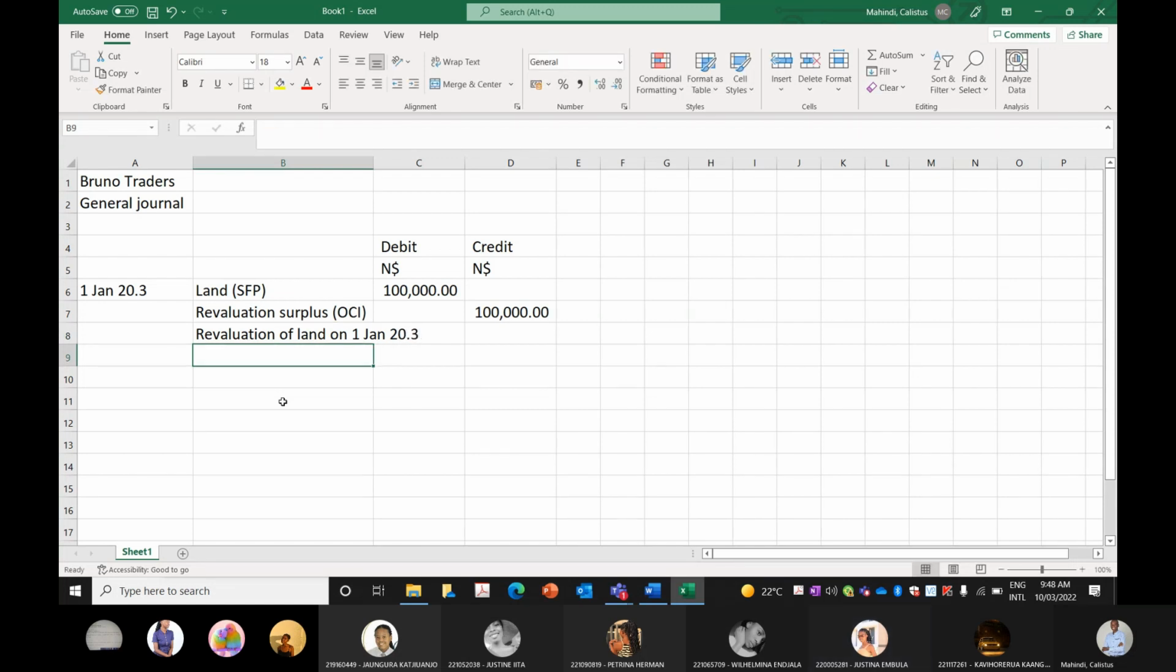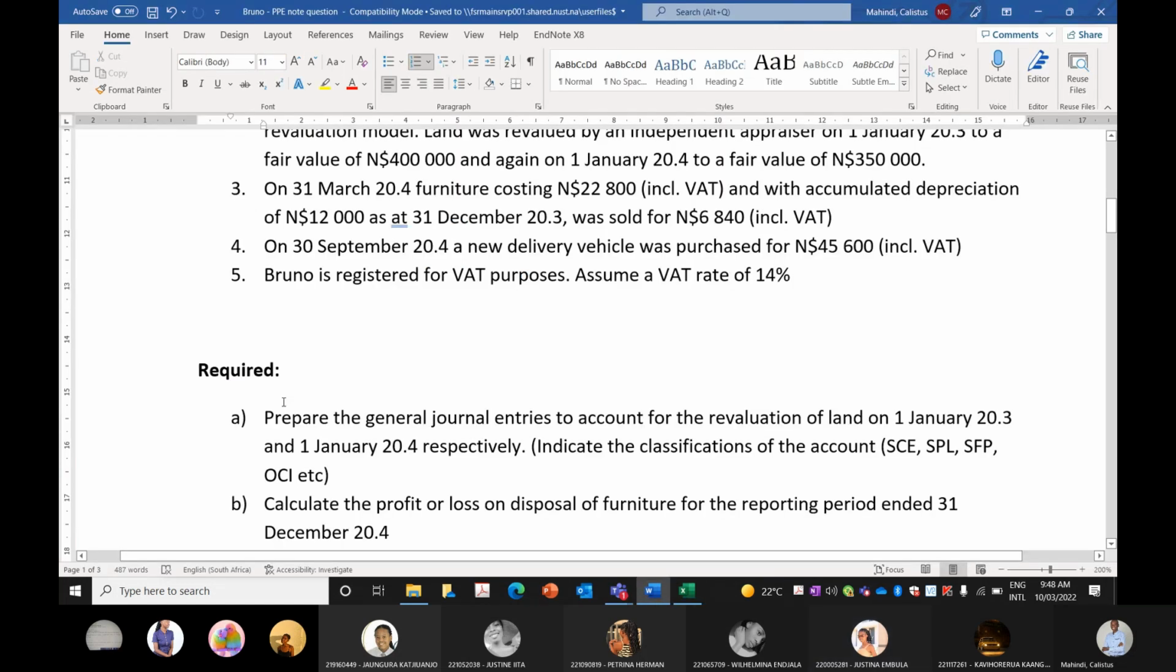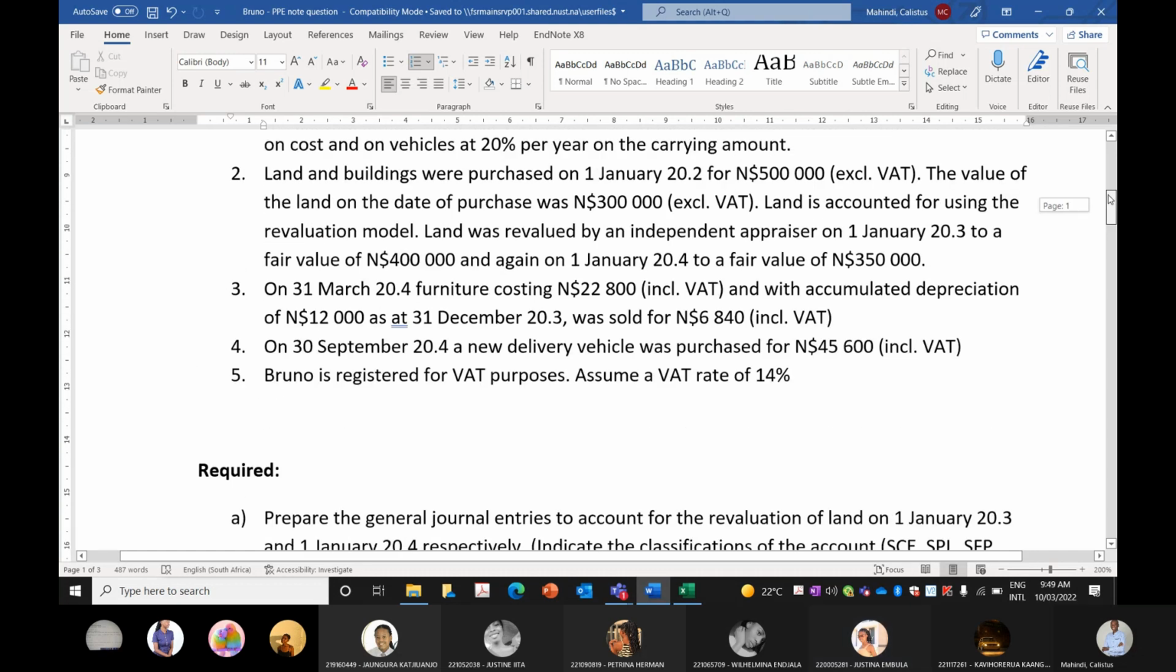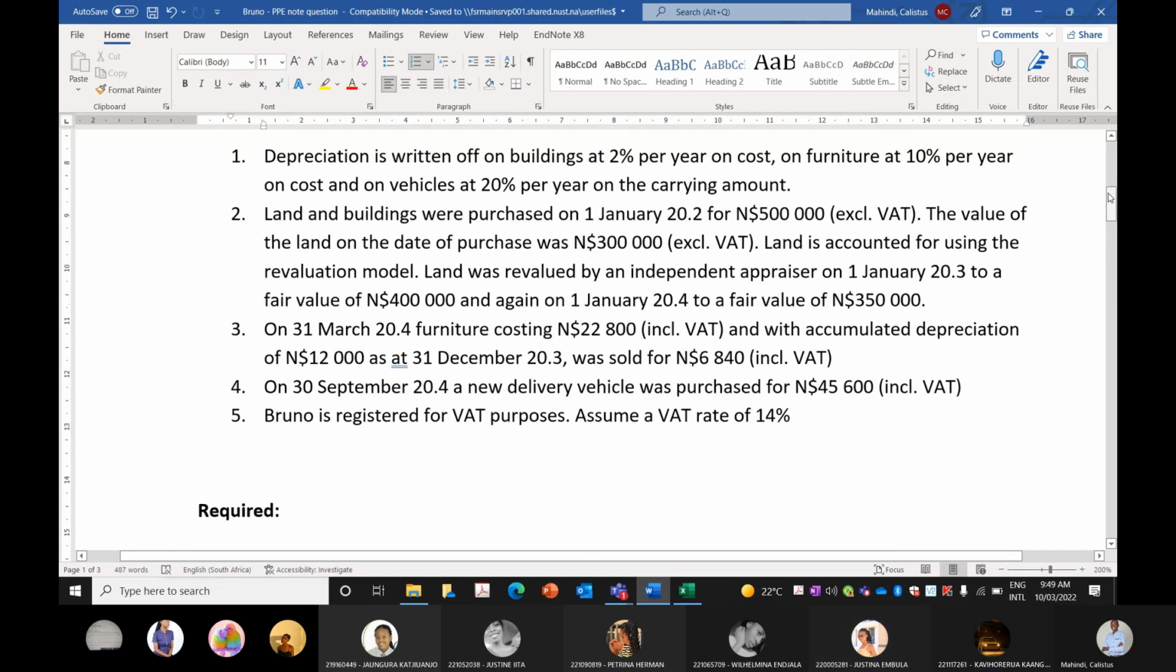Okay, let's go back to the question. So we've done the part evaluation on 1 January 20.3, and it says also on 1 January 20.4. All right. Now we have to do the journal entry for 20.4. As at 1 January 20.3, we already have a fair value of land of 400,000, right? And now it has gone down to 350,000. So what do we do on 1st of January 20.4?